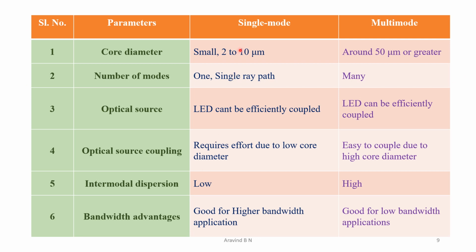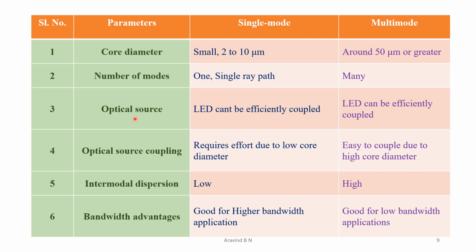Let us have a comparison of single mode fiber as well as multimode fiber with a set of parameters. The first one, the core diameter. In case of single mode, it is small, varying from 2 to 10 micrometer. In case of multimode, it is around 50 micrometer or greater than that. The number of modes: only one ray is being propagated here, therefore it is one or single ray path, and in this one several, therefore it is many.